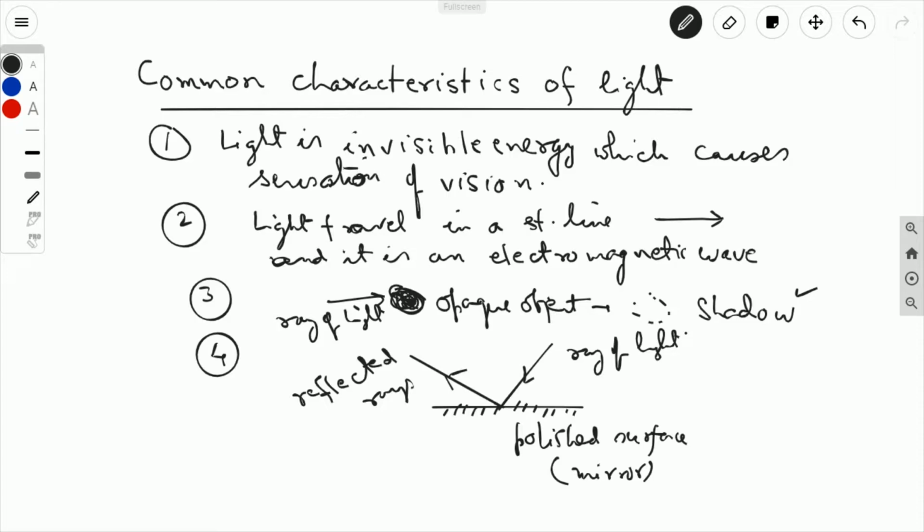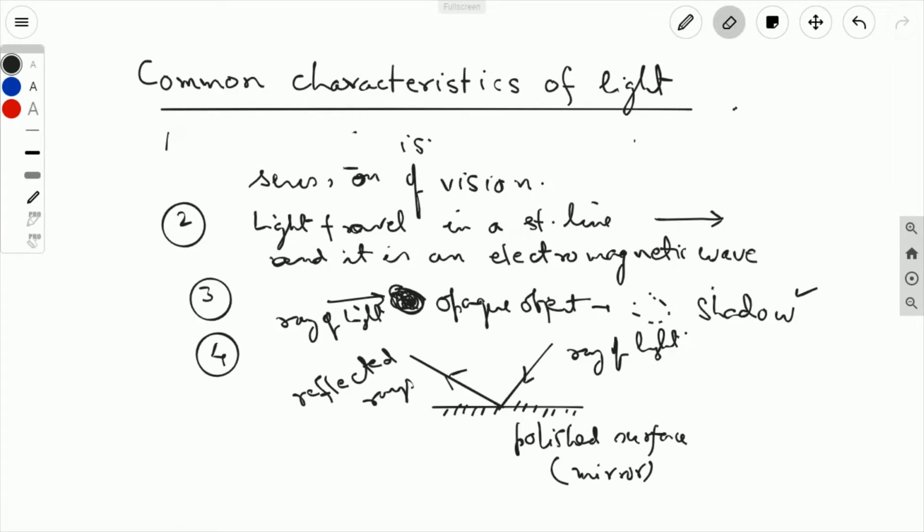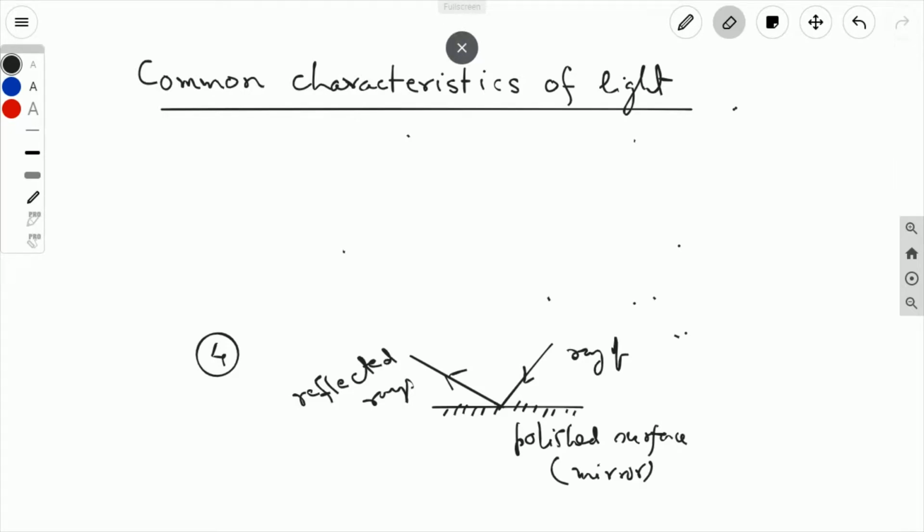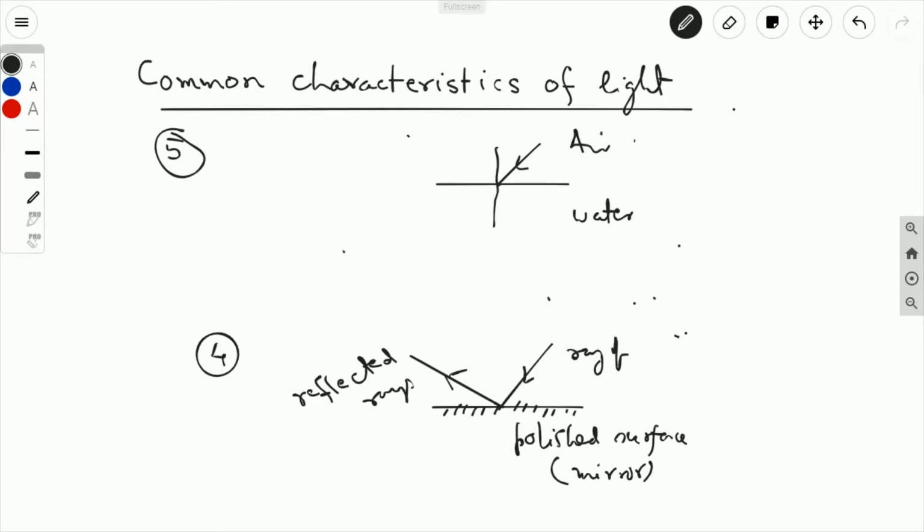Then the fifth characteristic of light. If the ray of light travels from one medium to another medium, then it will be refracted. Suppose there is air and we take water, two mediums. If the rays of light travel from air into water, then it will be refracted.